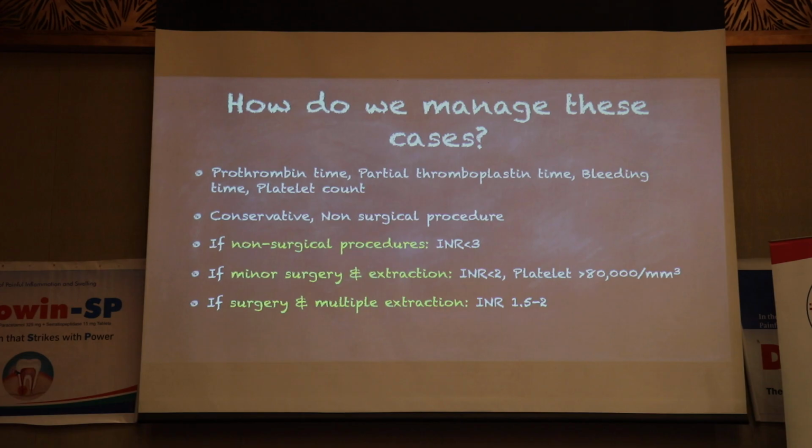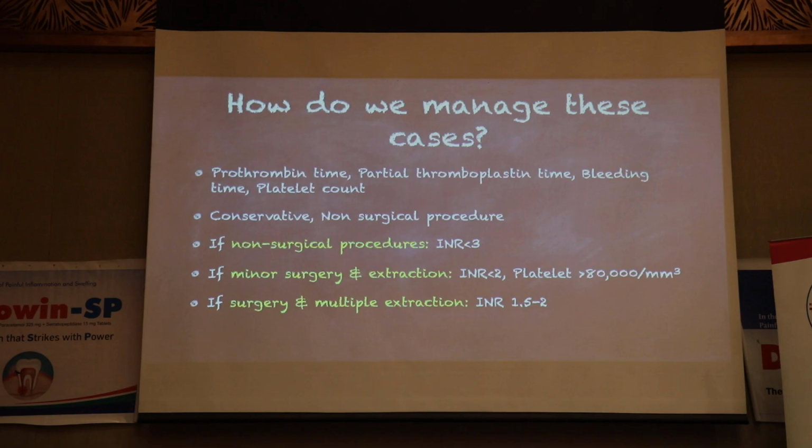So how do you manage these patients? As we always say, PT, PTT, BT (bleeding time) and the platelet count, we need to check all these measurements for the patient and try to do a conservative, non-surgical procedure for these patients. We always have to remember there's something called INR. This INR is the international normalized ratio. This INR always helps us to be on the safer side. If you feel the patient is going to or tends to bleed more, please do check the INR.